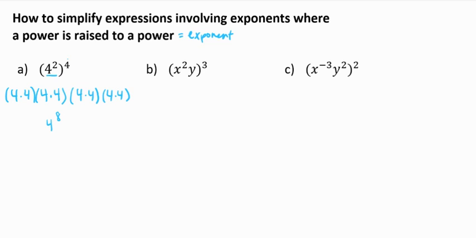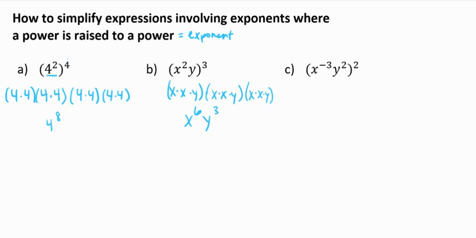So just like our other topic, you are just expanding and then counting up how many of each number or letter you have. All right, so for B, x squared is x times x, and then y, and then I'm going to repeat this 3 different times. Okay, so I have x times y again, and then one more. And then now I'm just going to count up how much of each letter I have. So for x, I have 6 of them. And for y, I have 3 of them. So my answer is x to the 6th, y to the 3rd.